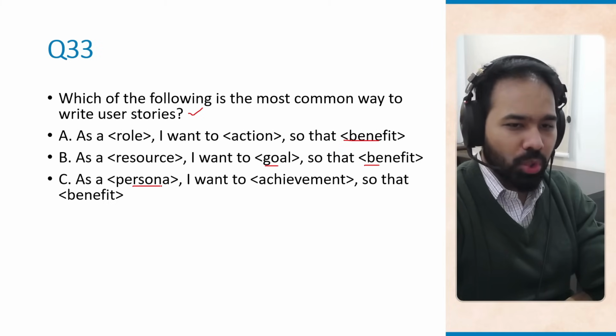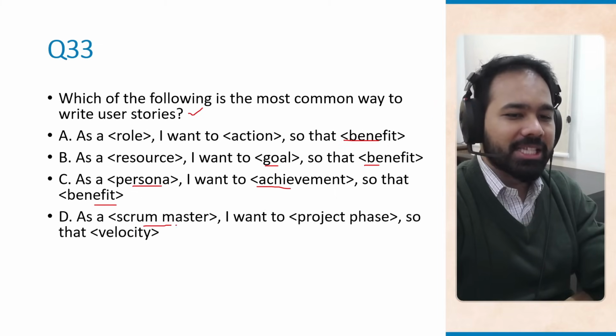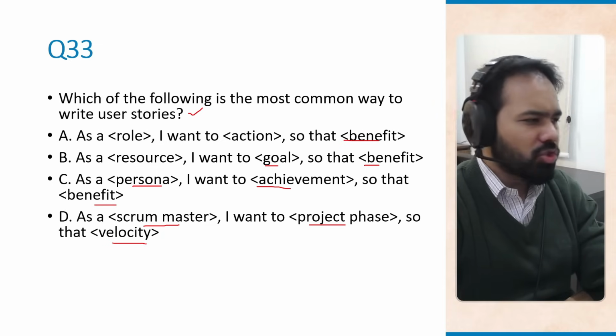As a persona, I want to achievement so that benefit. As a scrum master, I want to project phase so that velocity. Now, this is again a straightforward question.